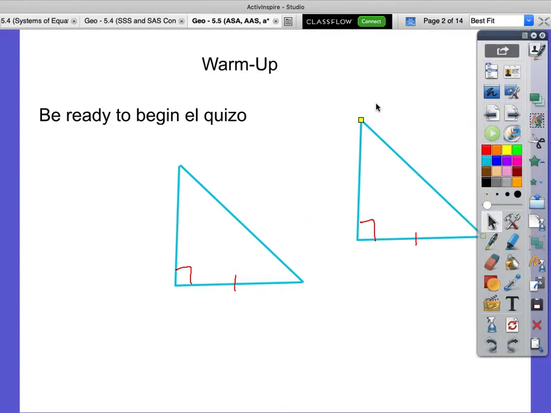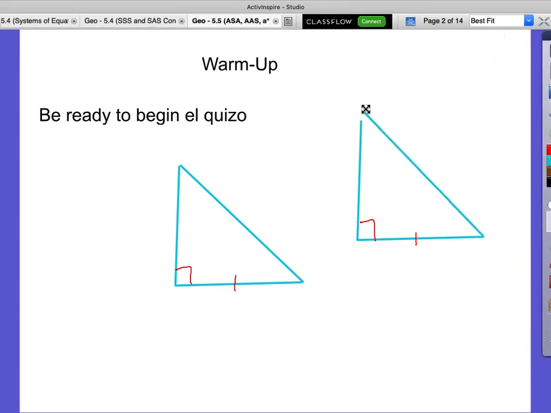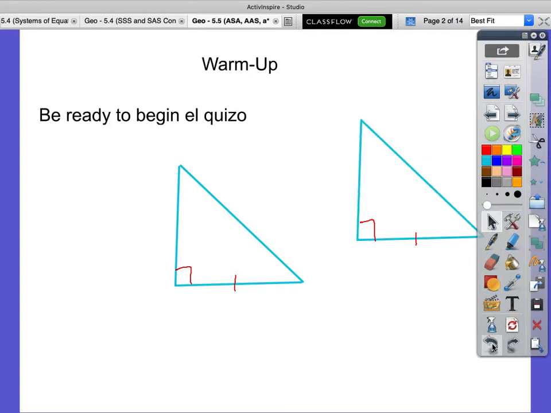As of right now, this angle could still change, and we can move this one up too, and it kept those the same. It's still a right angle here, and it's still congruent there. So as of right now, those things can still change. Okay.